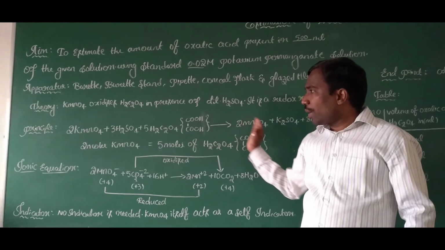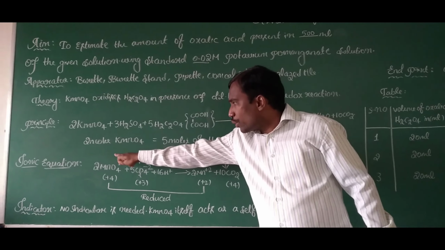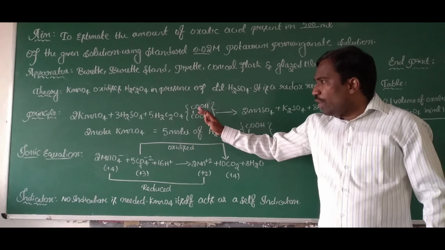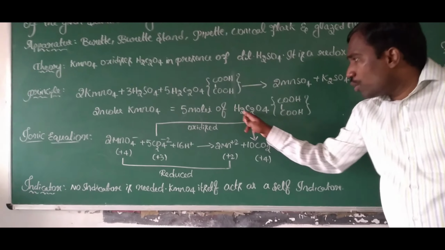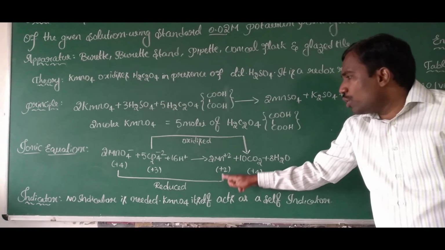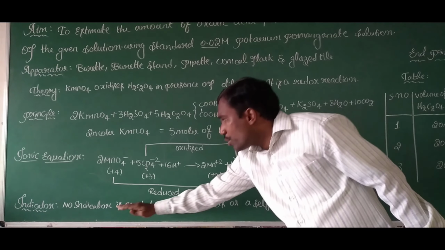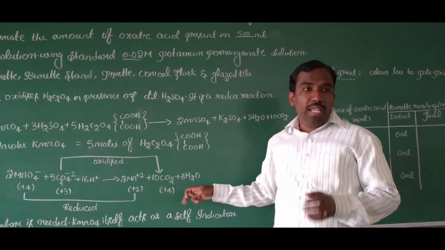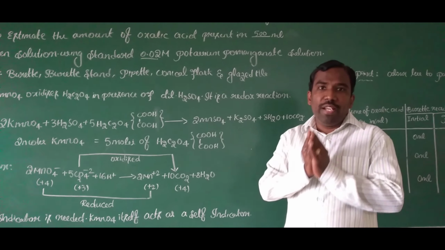After balancing the chemical equation, the number of moles of potassium permanganate is equal to 2 and the number of moles of oxalic acid is equal to 5. When we observe this ionic equation, the oxalate ions undergo oxidation and manganese ions undergo reduction. And here we do not use an indicator for this titration because the potassium permanganate appears in a pink color, so it is used as a self indicator.